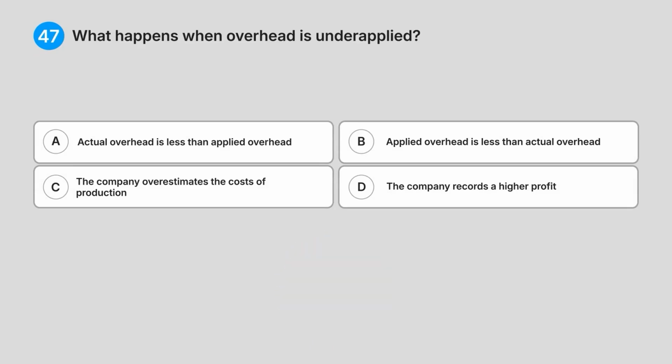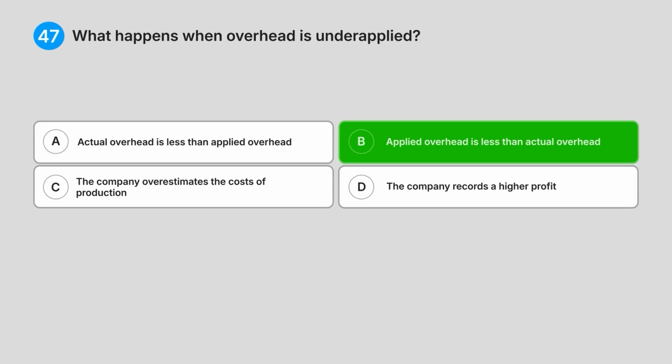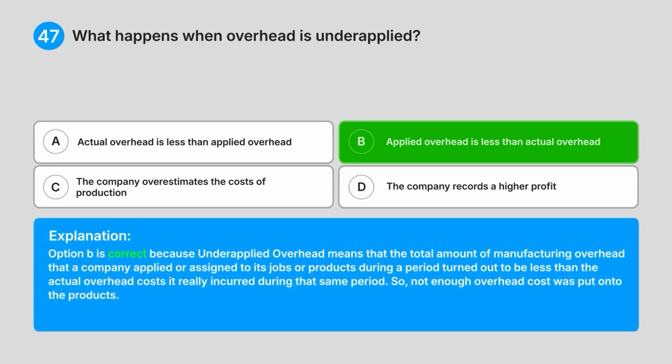Correct answer. B. Applied overhead is less than actual overhead. Explanation. Option B is correct because underapplied overhead means that the total amount of manufacturing overhead that a company applied or assigned to its jobs or products during a period turned out to be less than the actual overhead costs it really incurred during that same period. So not enough overhead cost was put onto the products.